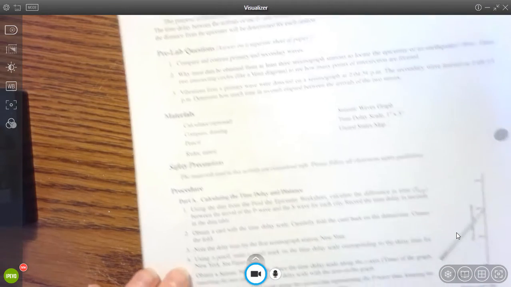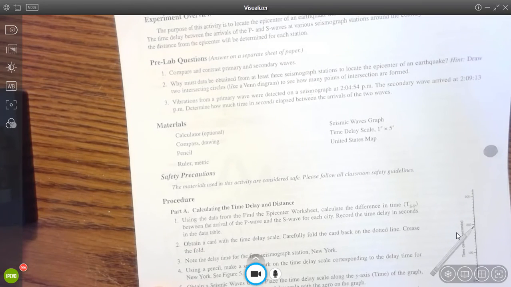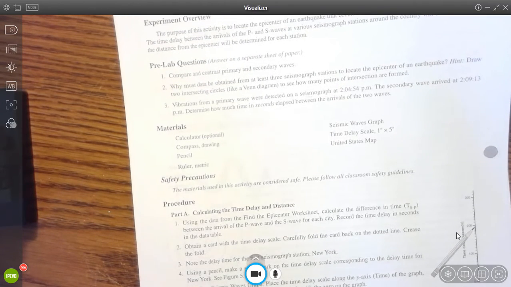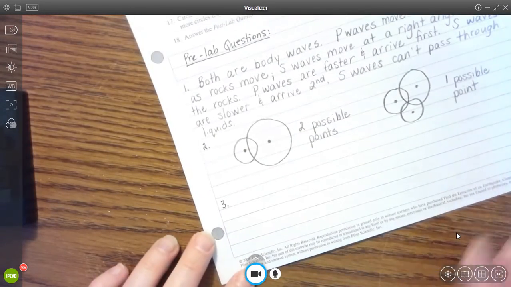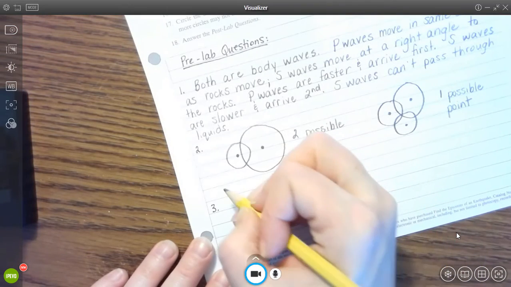All right, question 3. Vibrations from a primary wave were detected on a seismograph at 2:04 and 54 seconds p.m. The secondary wave arrived at 2:09 and 13 seconds p.m. Determine how much time in seconds elapsed between the arrivals of the two waves. There's more than one way to do this, so if you have a method that works for you, that's fine. I'm going to show you the method that works for me.